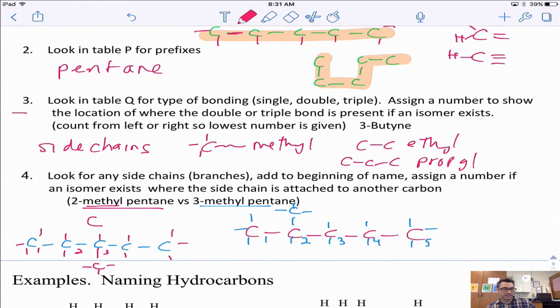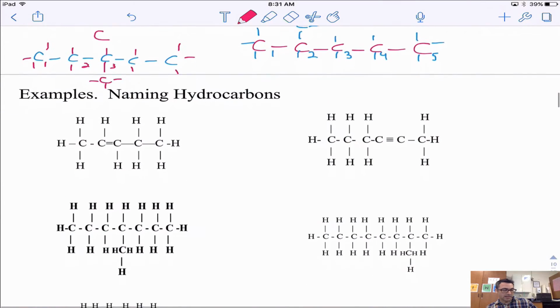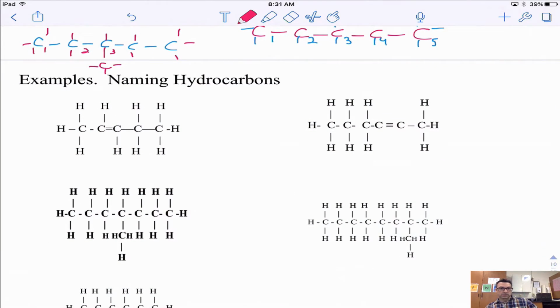So let's look at some examples here. I'll try a couple with you. So what I do first is I find the longest chain and I circle it or highlight it. So here I'm going to highlight this chain right here. Then I see if there's any side chains. There aren't, so I'm just going to go and try and name this.